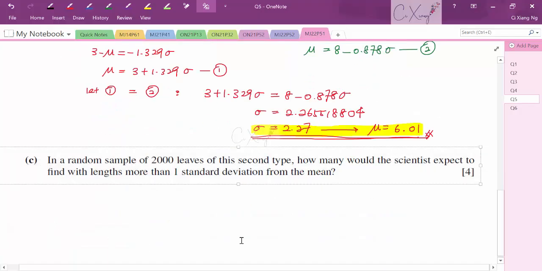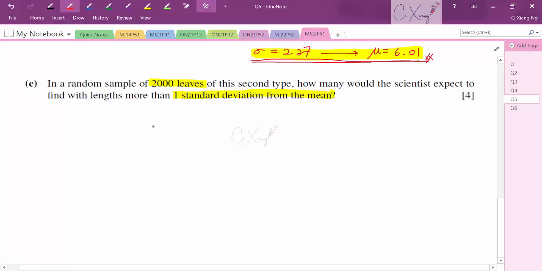Okay, so for part C, they are saying that in a random sample of 2000 leaves of this second type, how many would the scientists expect to find with the length more than one standard deviation from the mean? To find out this probability and how many leaves belong to this length, let's have a look at this first. One standard deviation from the mean. So what's the meaning of one standard deviation from the mean?